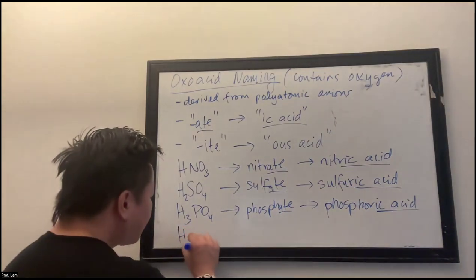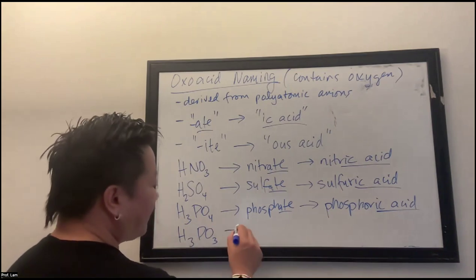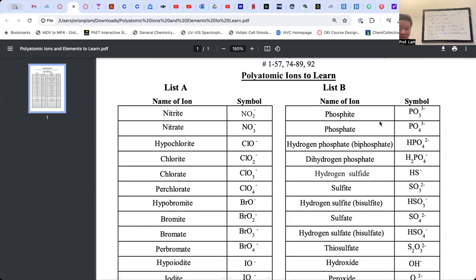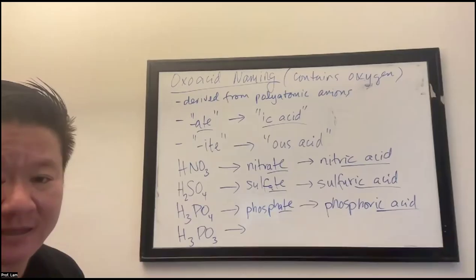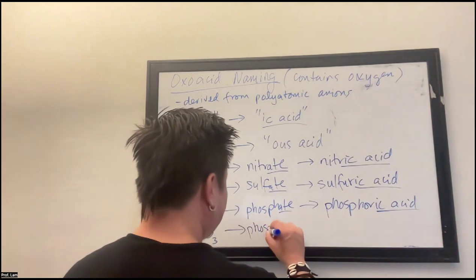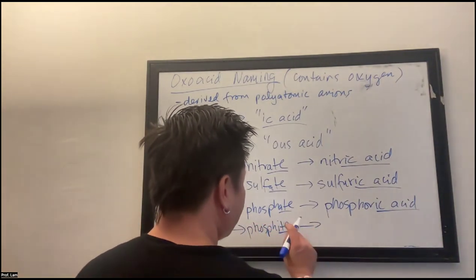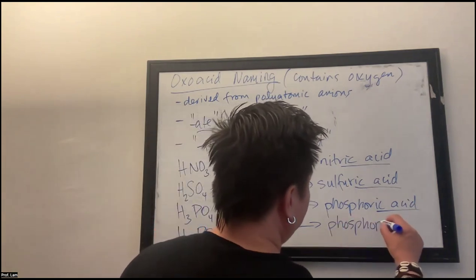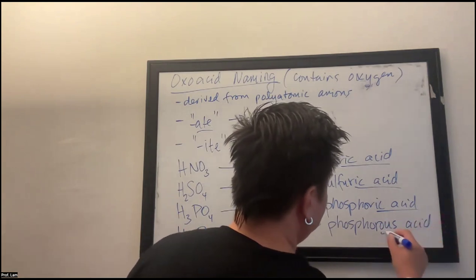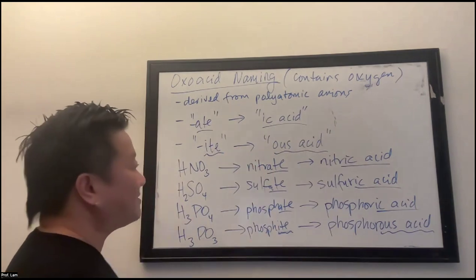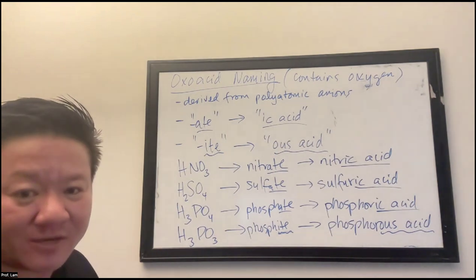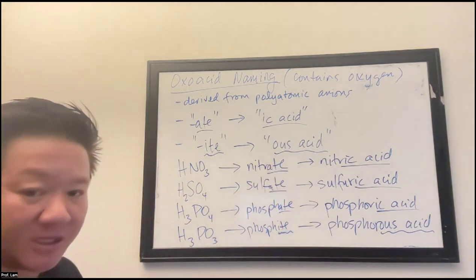Okay, let's look at this one, H3PO3. PO3 is another polyatomic. We'll look it up here. PO3, 3 minus, the name of that is phosphite. Okay, so phosphite will turn into phosphorus acid. You see that? ite turns into ous acid. And so that's all there is to it, right? So figure out what it ends in and then change the ending there.